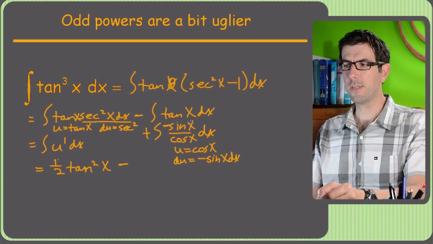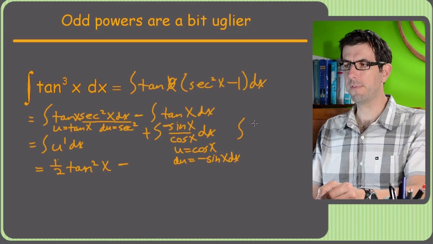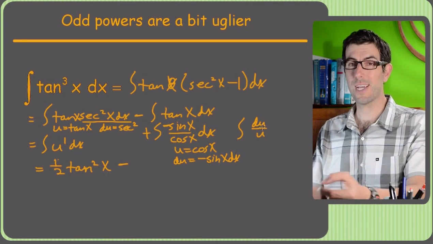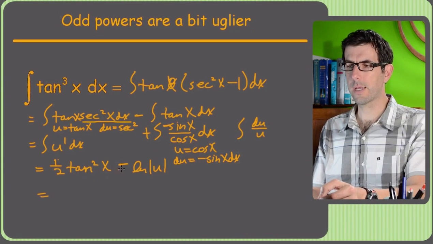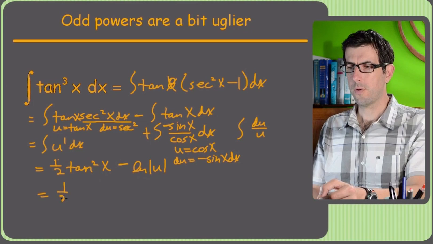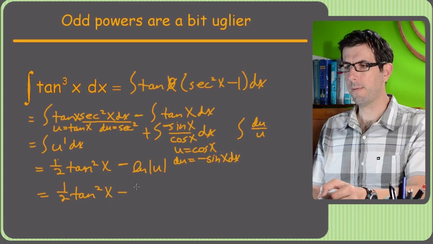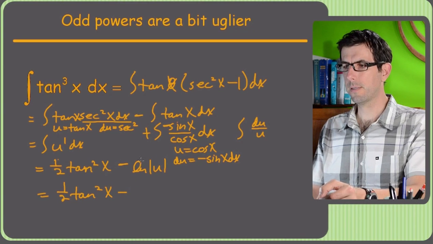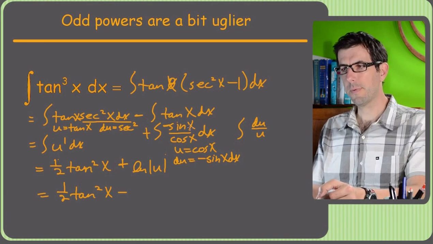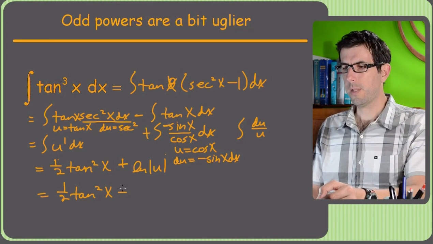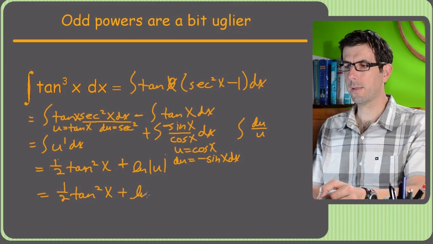So if I rewrite this in u notation, that would be the integral of du over u, which is natural log. So this becomes ln of u. And of course u was cosine x. So we end up with 1/2 tan squared x plus, because I made this a plus when that negative sign came in, plus the natural log of cosine x.